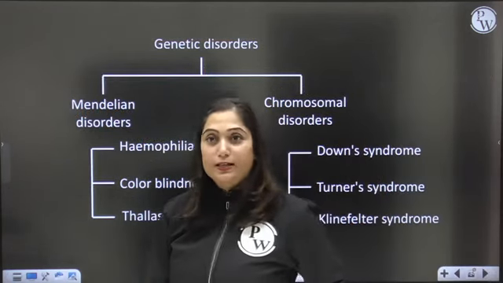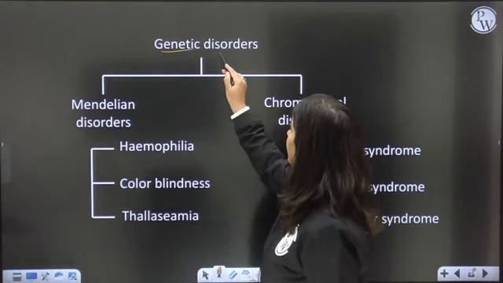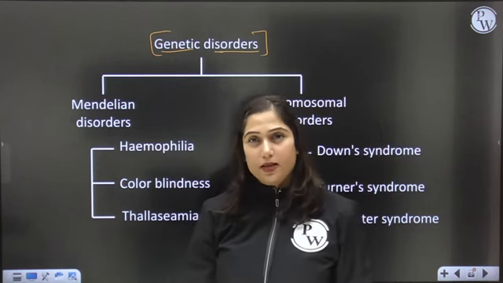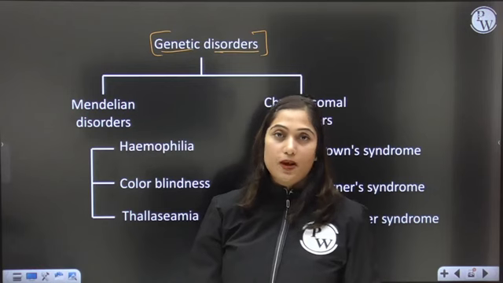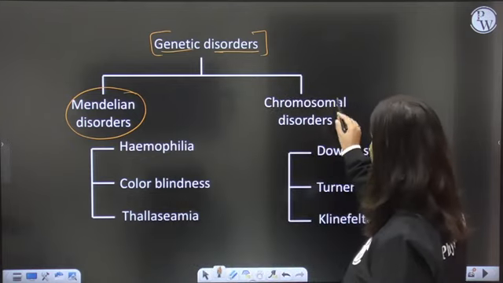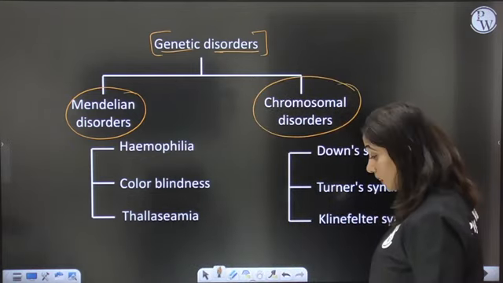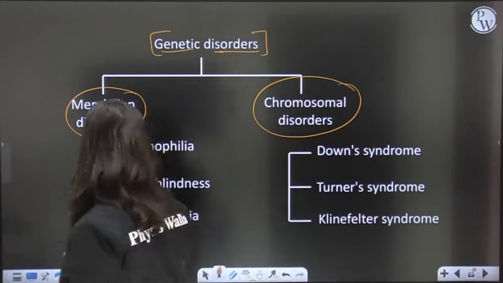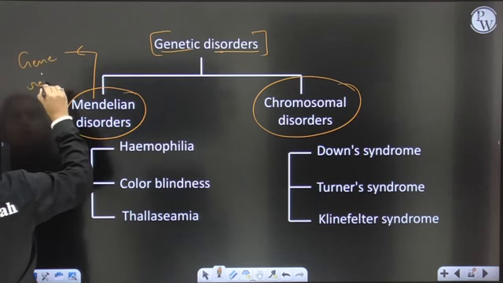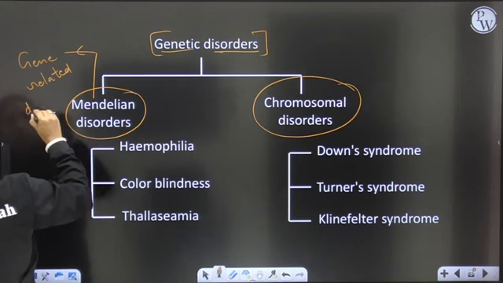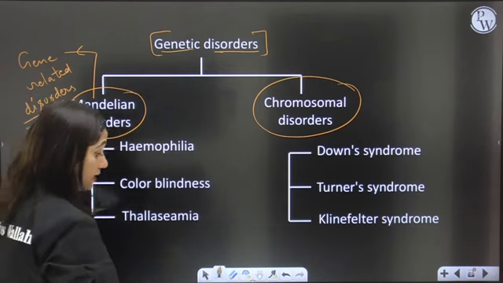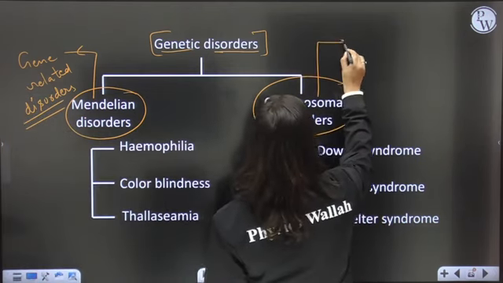Now let's move on to the other part of the chapter, that is genetic disorders. These are congenital disorders. That means you cannot correct them. They are present by birth. Now, genetic disorders are of two types. They can be Mendelian disorders and they can be chromosomal disorders. Remember, Mendelian disorders are gene-related disorders, and the chromosomal disorders are chromosome-related.